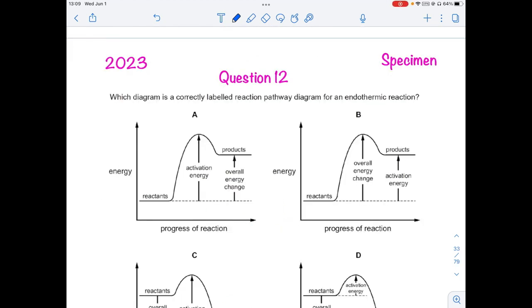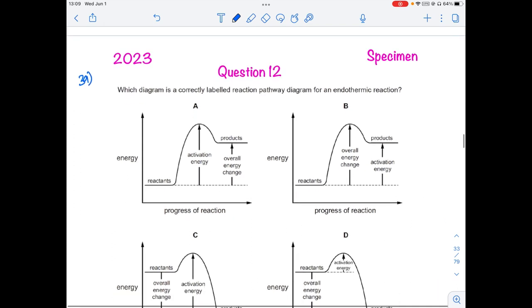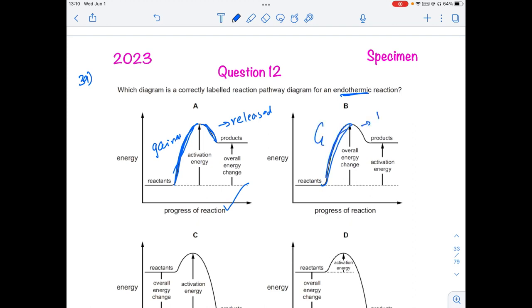Question number 39, it is from specimen paper 2023, question number 12. Which diagram is the correctly labeled reaction pathway diagram for an endothermic reaction? For an endothermic reaction, remember that a lot of energy is gained and a little amount of energy is released. So you can see that in this one, a lot of energy is gained, but a very little amount of energy is released. So this is going to be an endothermic reaction. The same is the case here, so this can also be an endothermic reaction.